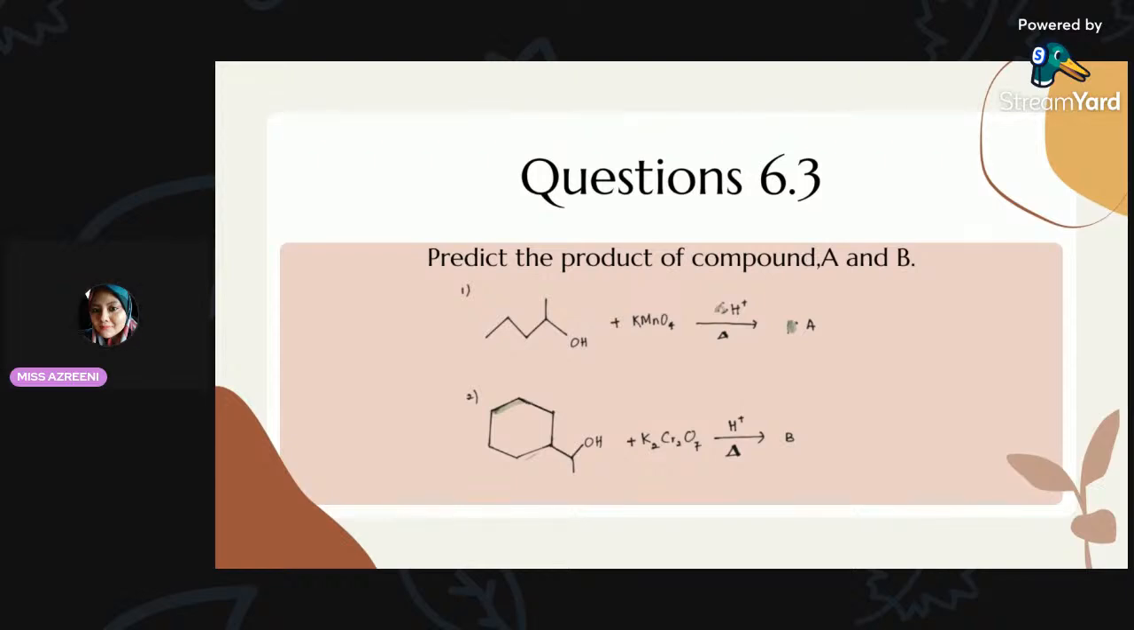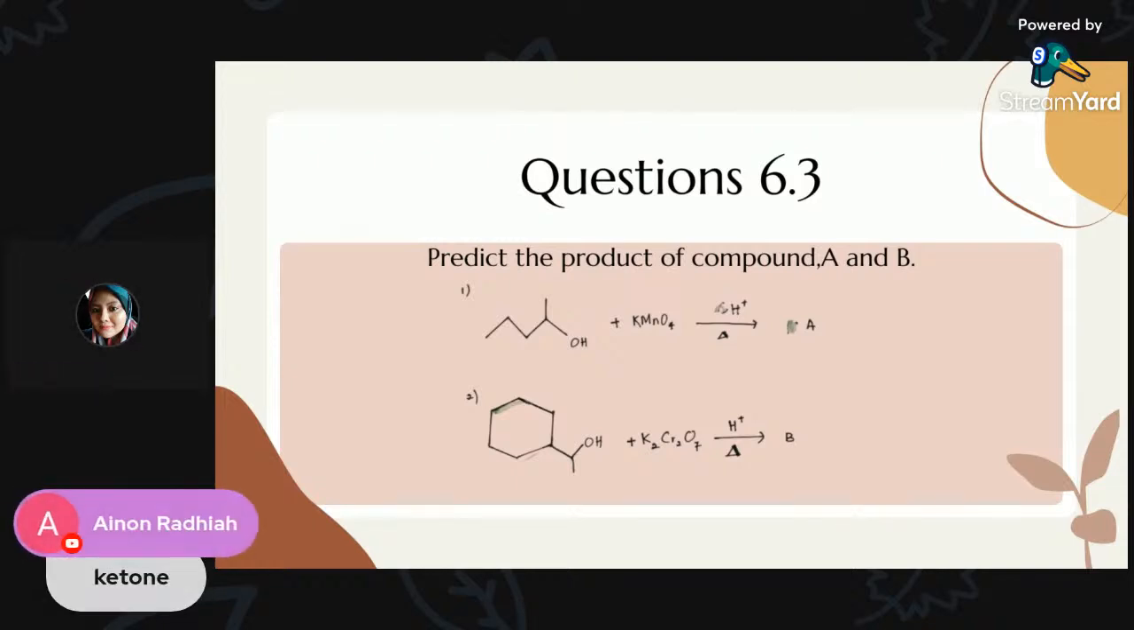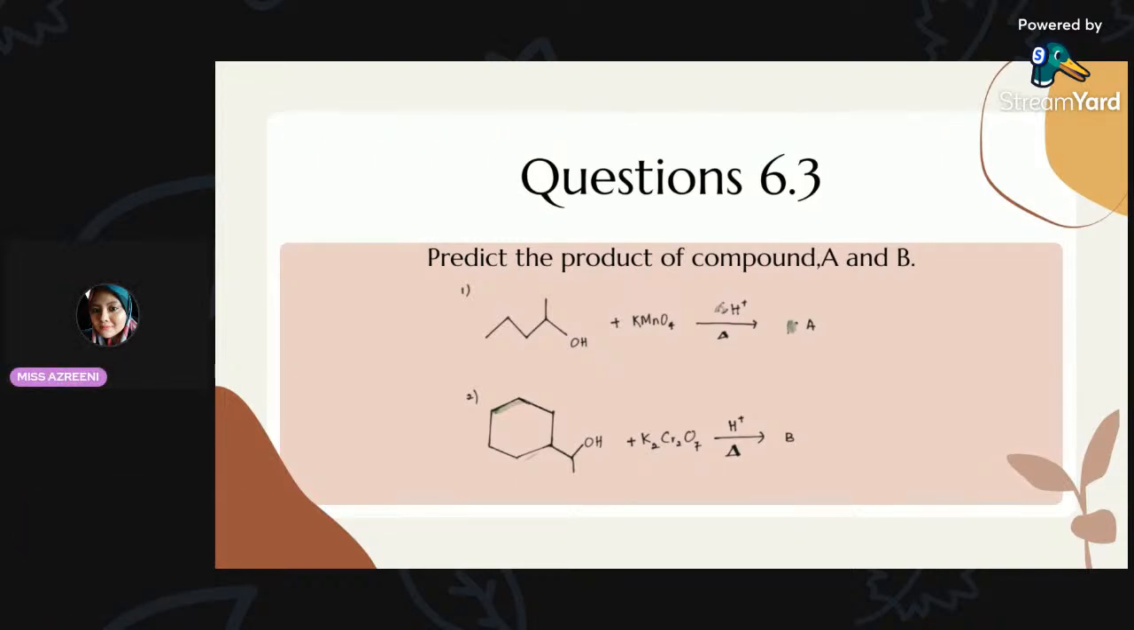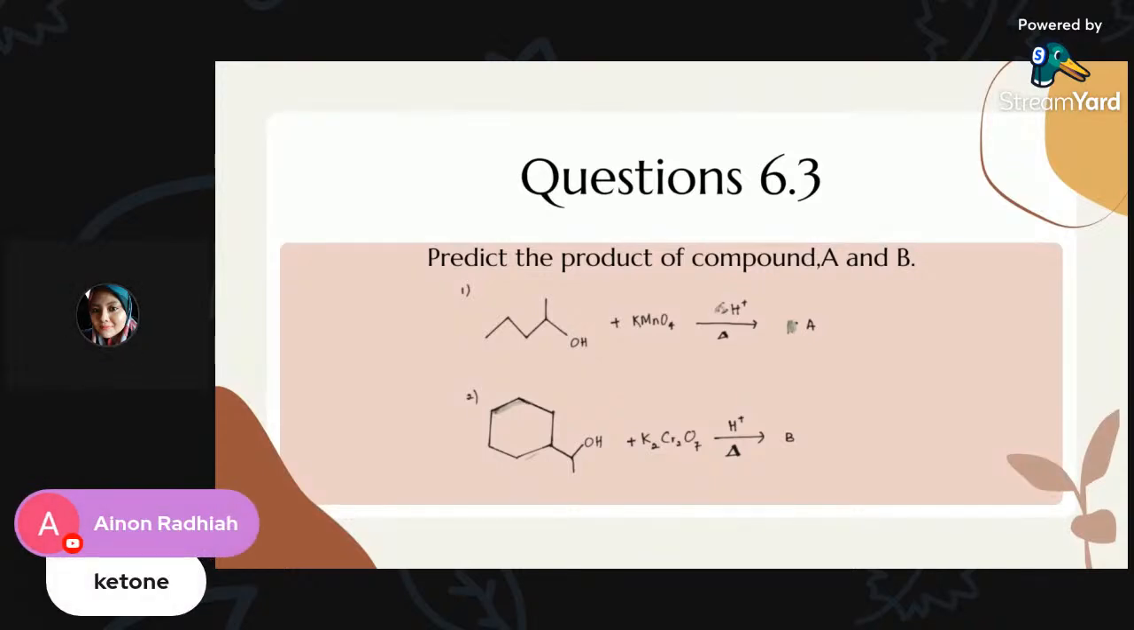Okey, tak ada orang nak jawab. Predict the compound. Okey, memang yes, you dah dapat ketone. Okey, tapi nama compound tu apa? Okey, Ainul kata ketone. Betul lah you dapat ketone. Tapi apa nama compound tu? Cuba bagi IUPAC name of the compound.